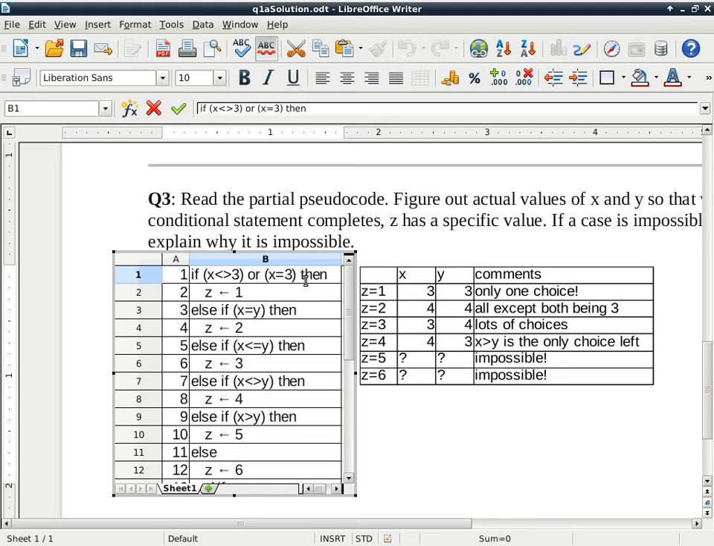It means Z equals 1 is still possible, and you can choose anything for X, you can choose anything for Y, but all of the other cases will be impossible. Every single one of them. Yep, 2, 3, 4, 5, and 6 will be impossible. Because the first one is true regardless of the values of X and Y. So that means it is impossible to make line 3, 5, 7, or 9 true and at the same time making line 1 false.